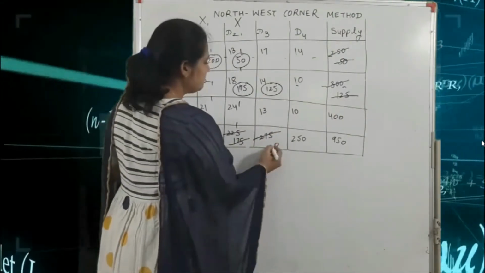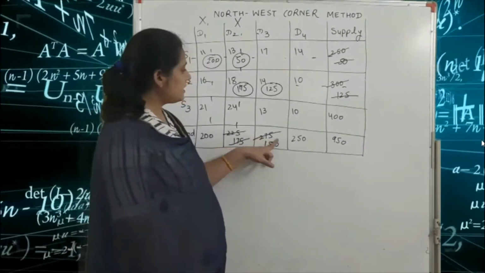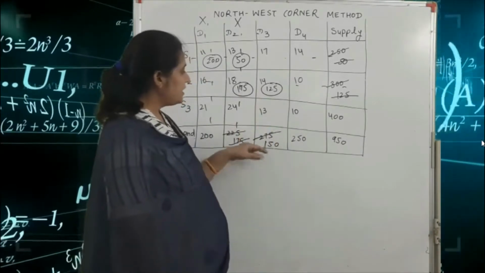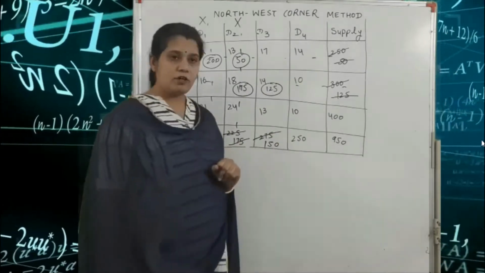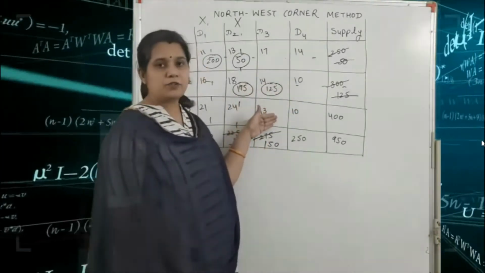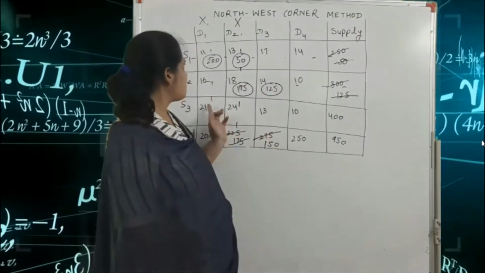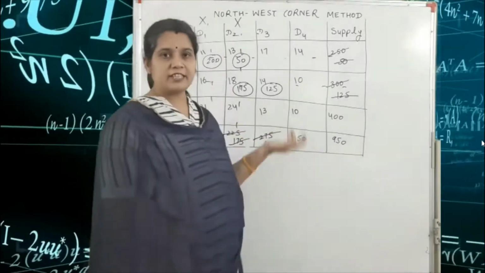That means 150. Got it? 275 minus 125 is 150. Next, this row is cancelled, so we move to the third row. In the third row, that is the 13 cell, because the first and second columns are already cancelled.